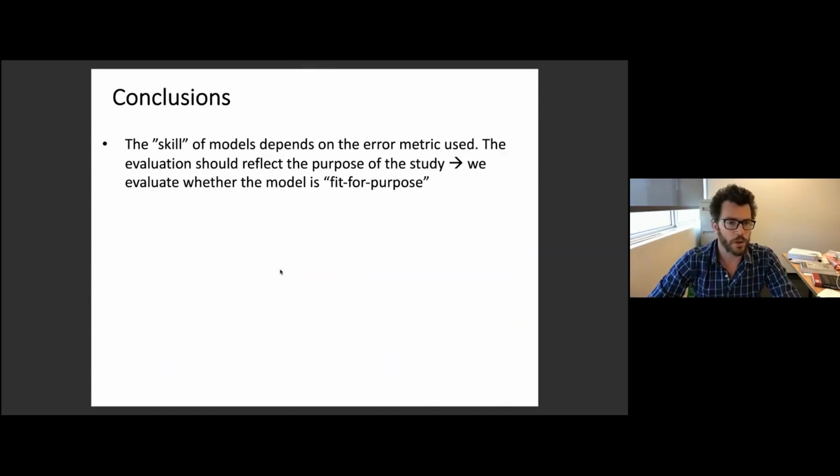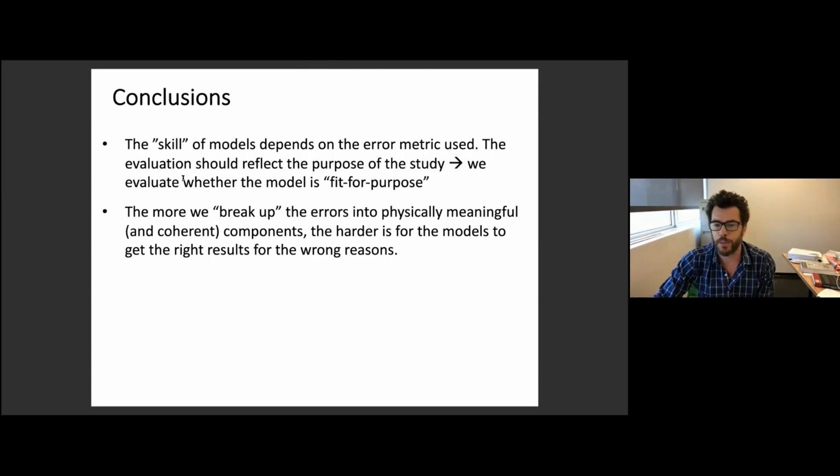So I will now conclude, and I think I am pretty good in terms of the 45 minutes that was allowed. Conclusions: first, the skill of models clearly depends on the error metric used. In some way, when we evaluate, we should try to reflect what we use the model for, and try to evaluate the model so it reflects this, and so basically answer the question whether the model is fit for the purpose we want to use it.